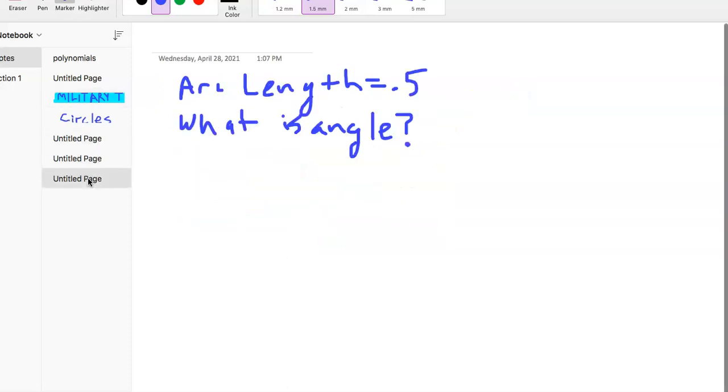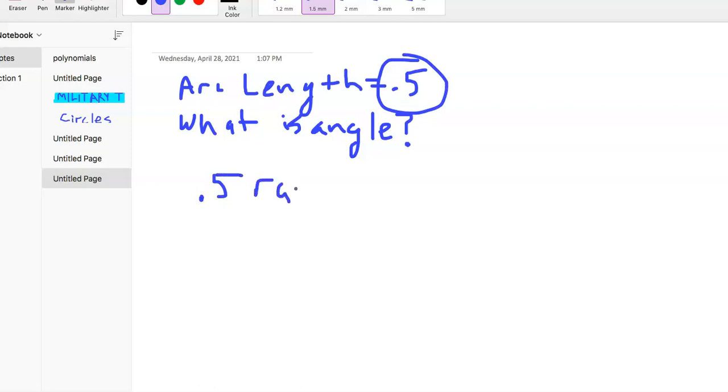Okay, and one more circles question. In this one it'll always say in a unit circle, the arc length is 0.5, and then what is the angle? And again, the angle is measured in radians. Okay, and so your rule here, if you're dealing with arc length and radians, is that the arc length always equals the angle. So the arc length here is 0.5, and so that means the answer is going to be 0.5 radians. That's all you've got to know.